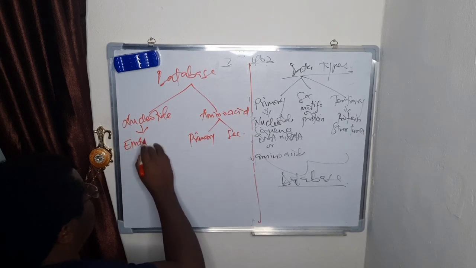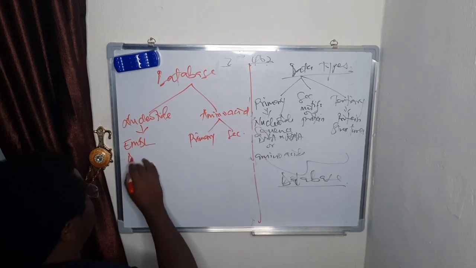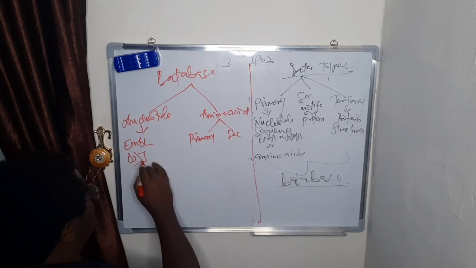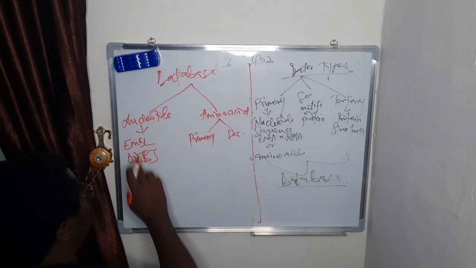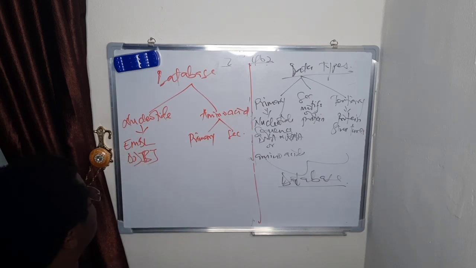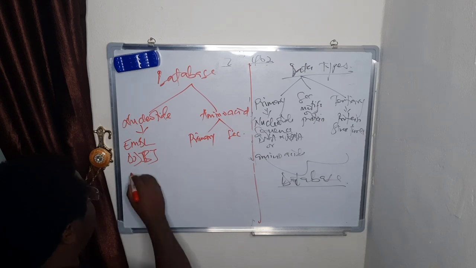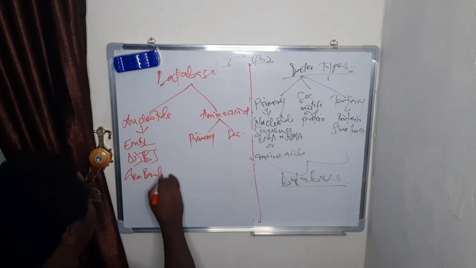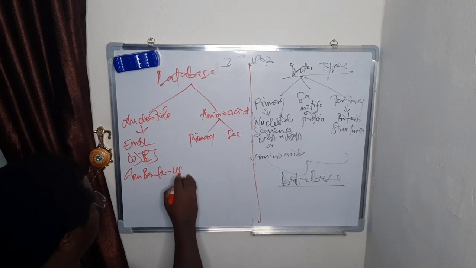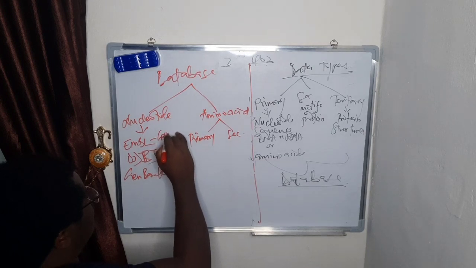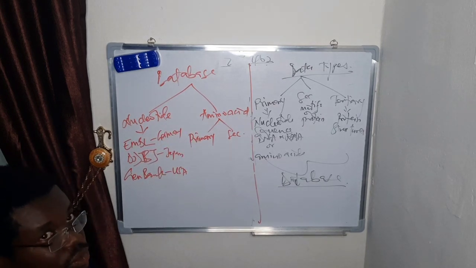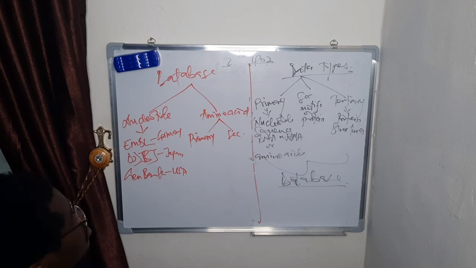the EMBL, you have DDBJ, the DNA Data Bank of Japan, European Molecular Biology Laboratory. Then you have GenBank. This is from USA, Japan, Germany. Do we have one in Nigeria? I don't think so. Okay.